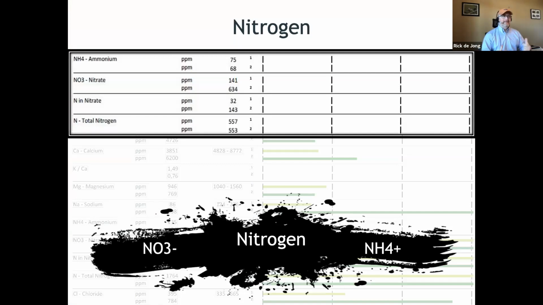One of the neat things I like about the sap testing from NovaCrop is they break down those types of nitrogen present in the sap in some detail. So we're looking at the amount of ammonium nitrogen inside the tree. We're looking at the level of nitrate nitrogen in the tree. And then we're also looking at the total nitrogen in the tree. And we want to make sure that those are in balance.